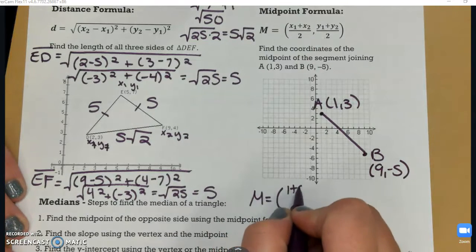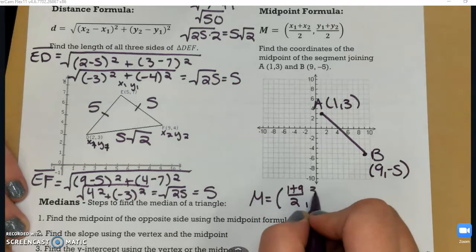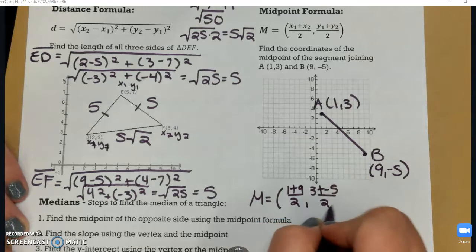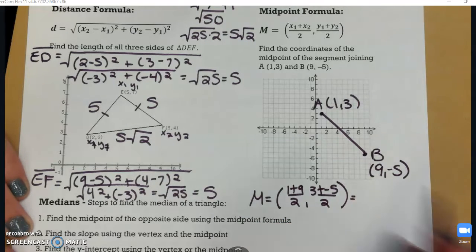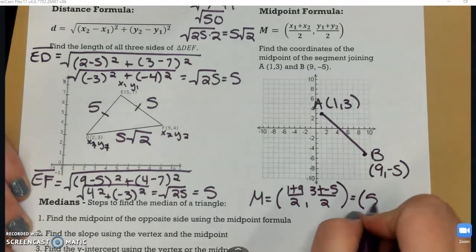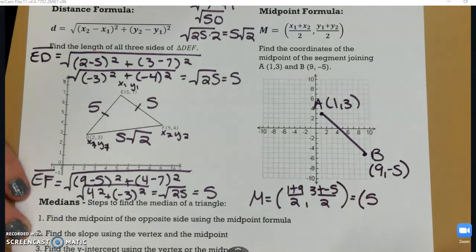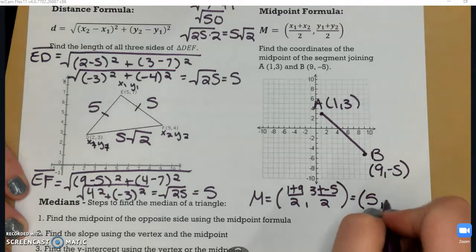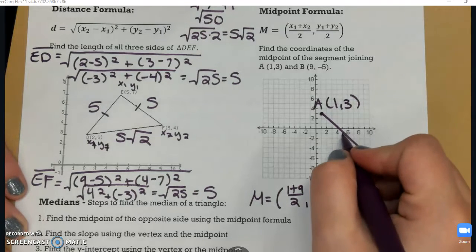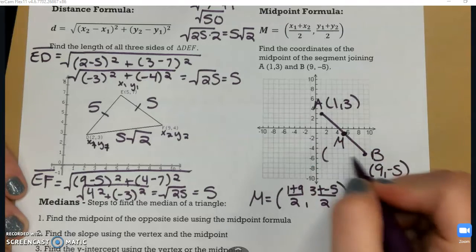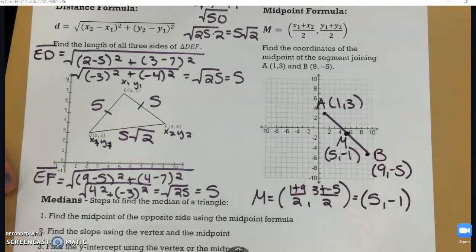So that's going to be 1 plus 9 over 2, comma, 3 plus negative 5 over 2. 1 plus 9 is 10, divided by 2 is 5. 3 plus negative 5 is negative 2, divided by 2 is negative 1. So 5, negative 1 is the location of my midpoint.